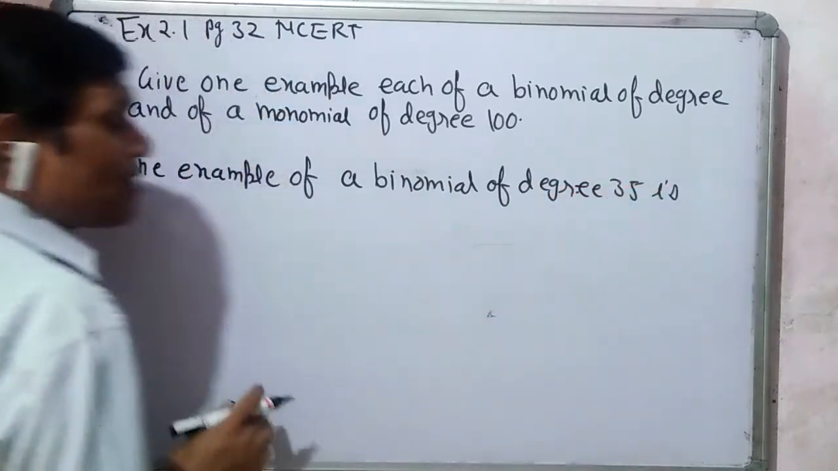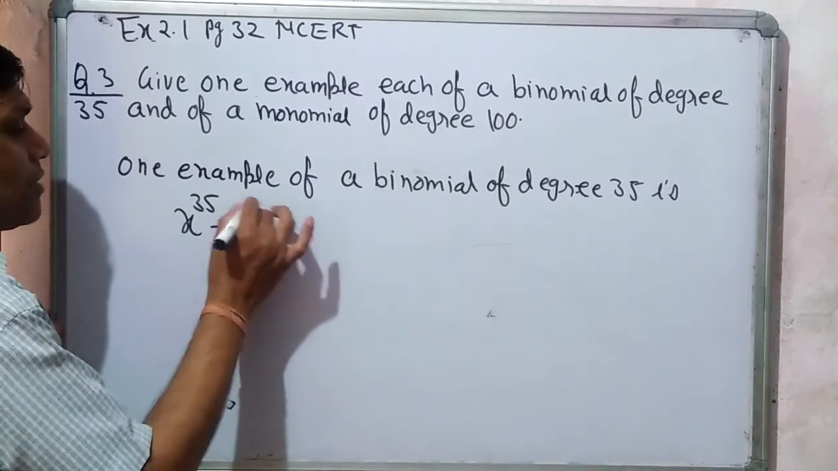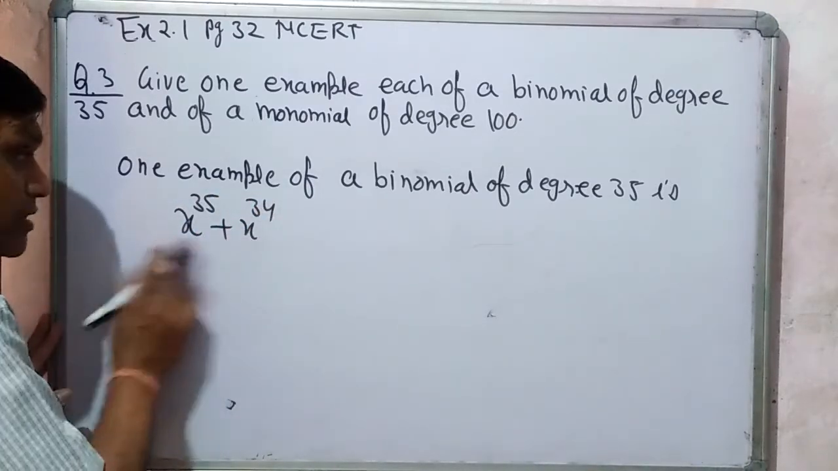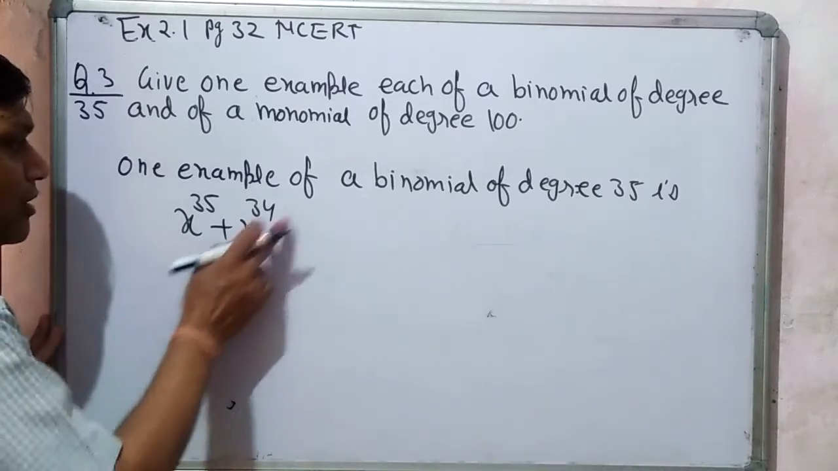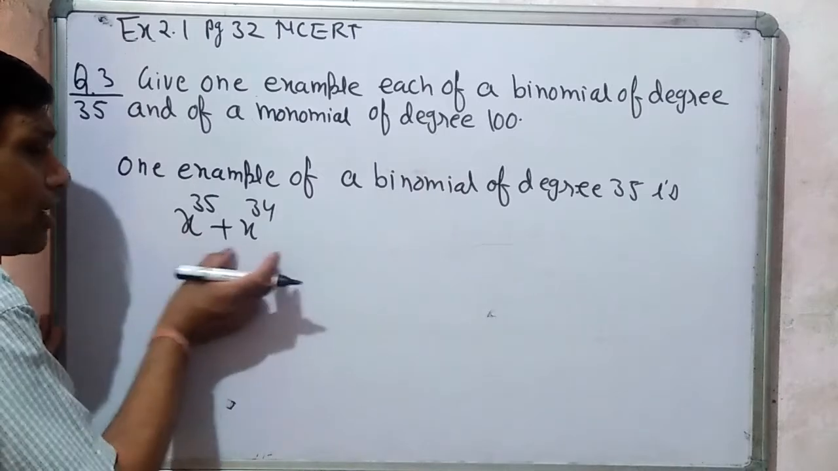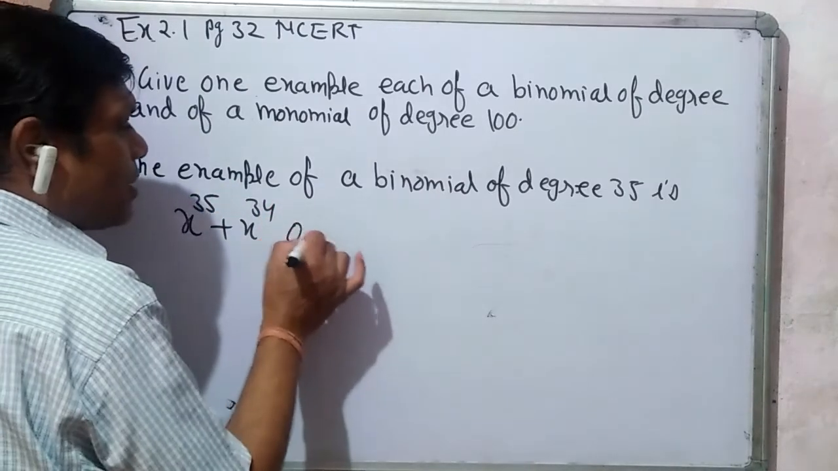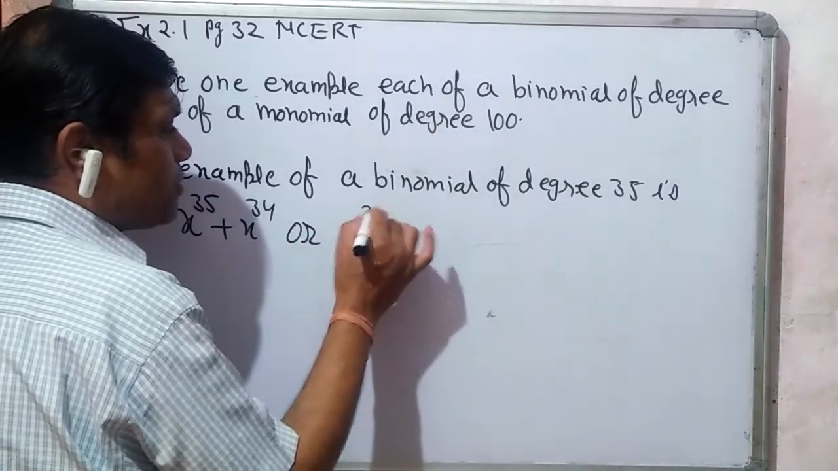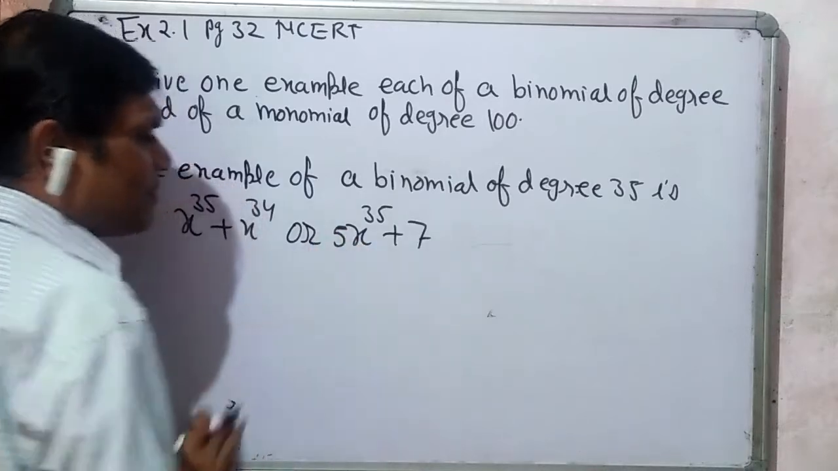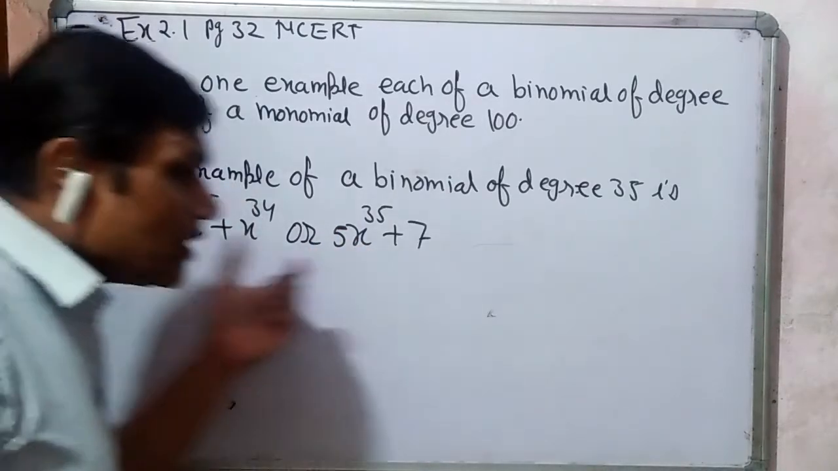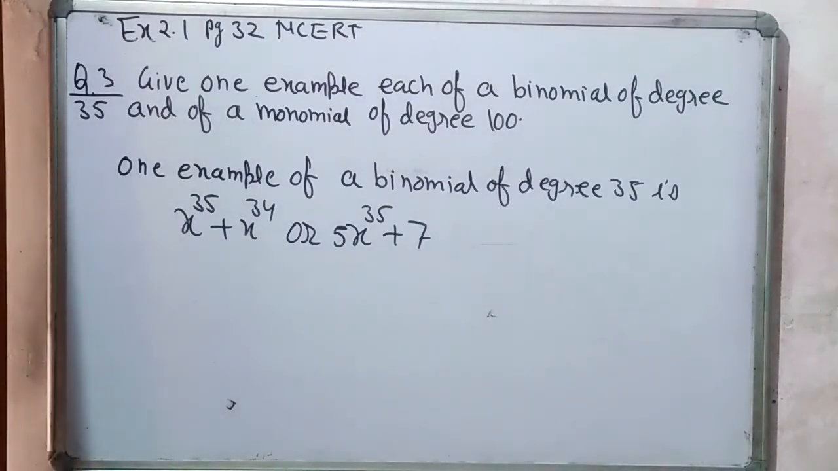What can we give? Can we give x raised to power 35 plus x raised to power 34? Is it a binomial? 2 terms are there. One term is having power 35, the other term is having power 34. All the terms are having whole number powers. We can also give the example 5x raised to power 35 plus 7. Are both of them binomials with degree 35?